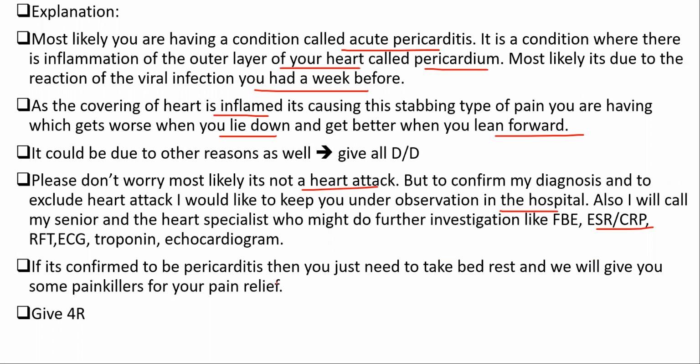Okay. Always finish with something nice. Like, I always finish with something nice and easy so that the patient gets some reassurance. Okay. It's very important how you finish the case.